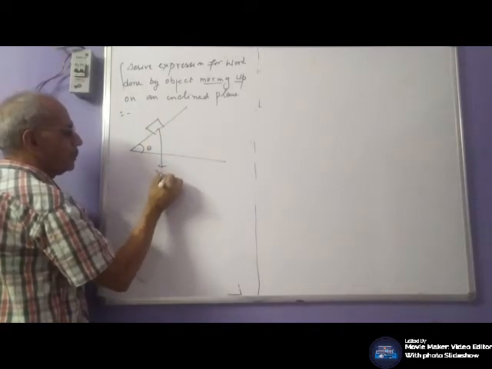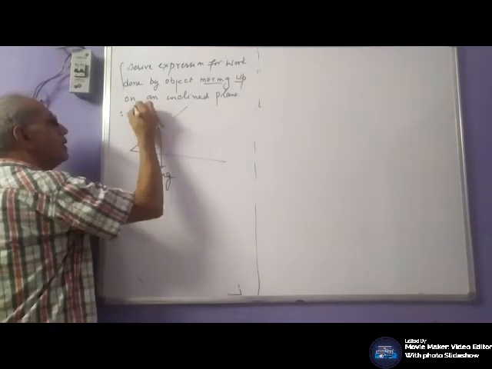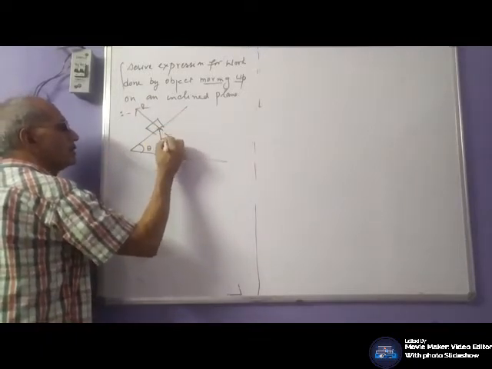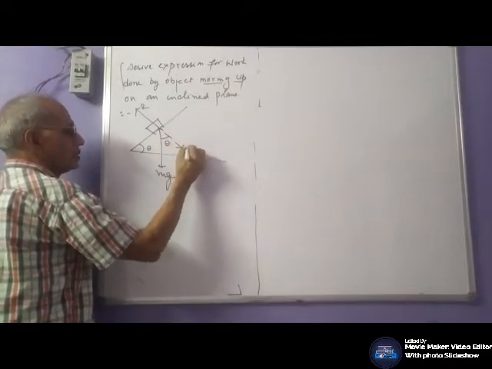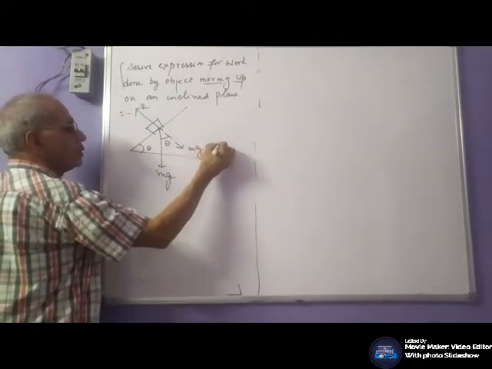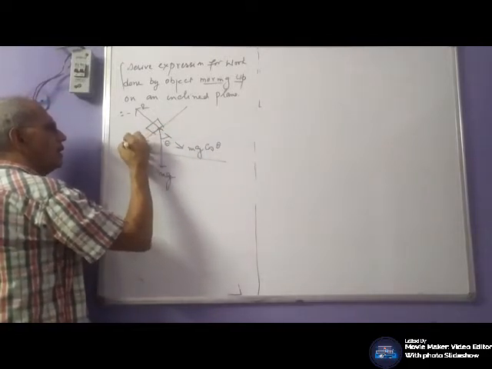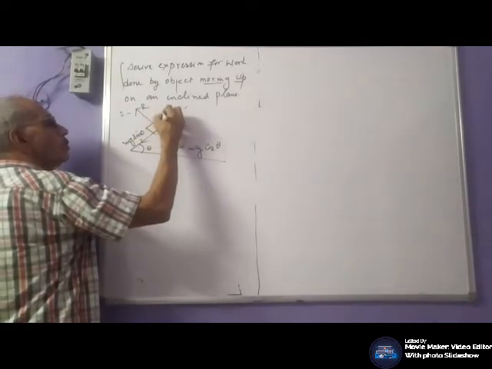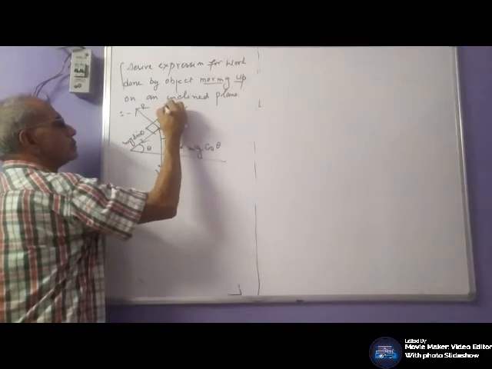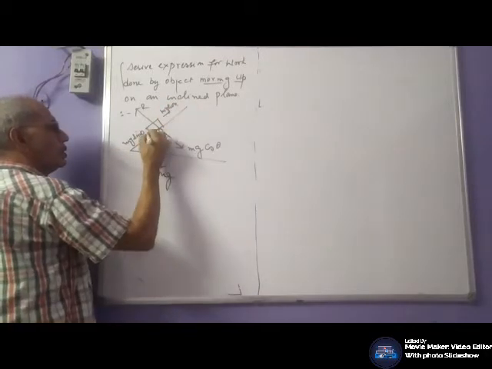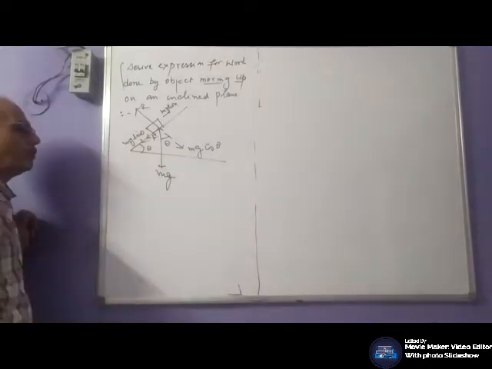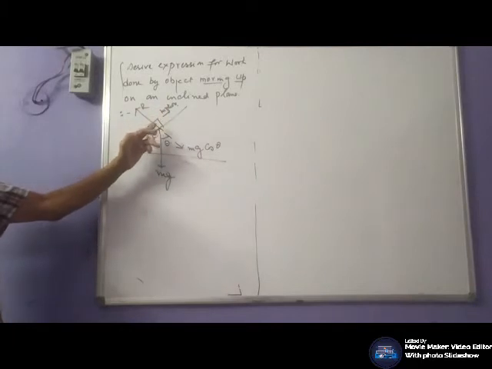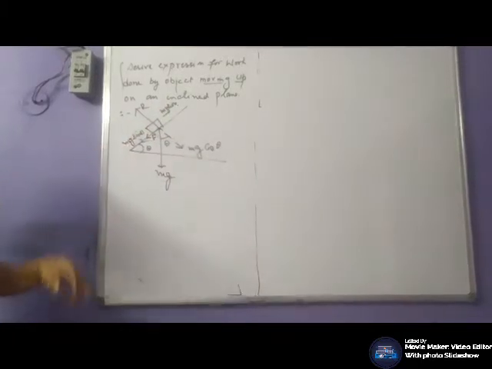Weight always acts perpendicular to the ground. Normal reaction always acts perpendicular to the surfaces in contact. This angle will be theta. So resolve mg cos theta and mg sin theta. This is the motion of the block. So this will be the direction of force of friction. An upward motion is there, so force of friction will act downward.